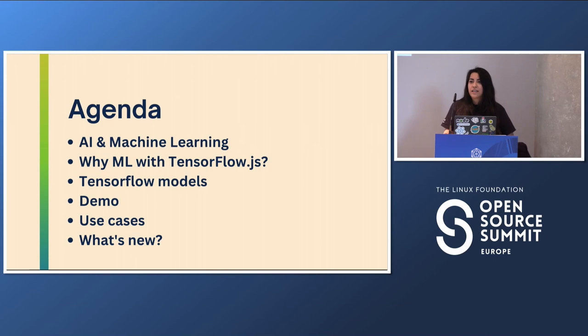So for the agenda for today, I just want to give some basic idea of what is AI and machine learning, and then why we think of machine learning with JavaScript and using TensorflowJS. We're going to talk about what models are and what TensorFlow models are. I'm going to show you a little demo using Node and TensorflowJS and some use cases where we could start using them. And finally, what's new? Maybe some of you already know TensorFlow, and this talk you can find in many places, but this is for people who haven't heard it, and people who already know it but want to know what's new. So I hope you enjoy this talk.